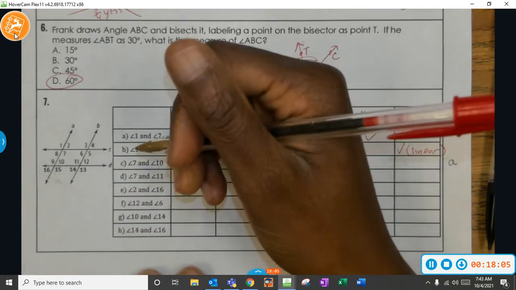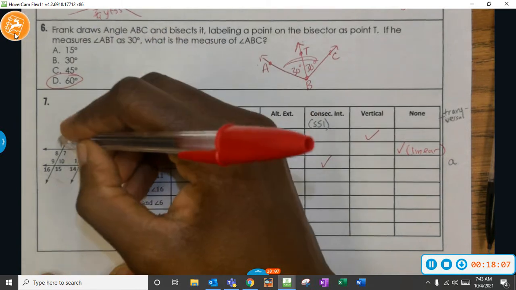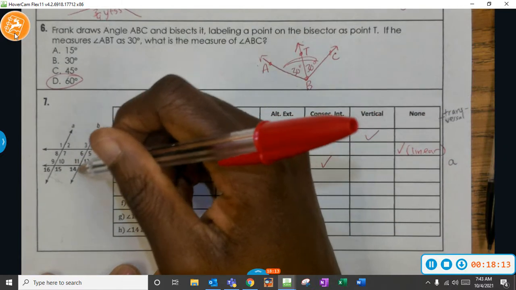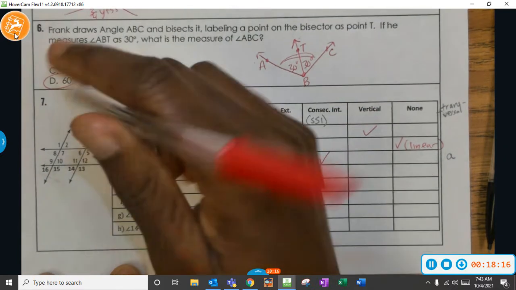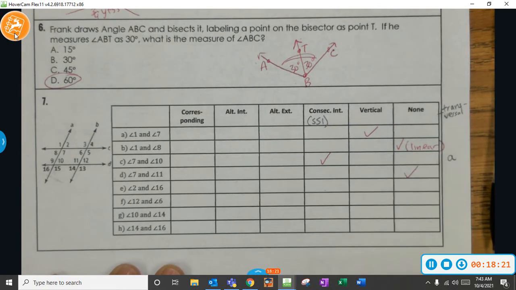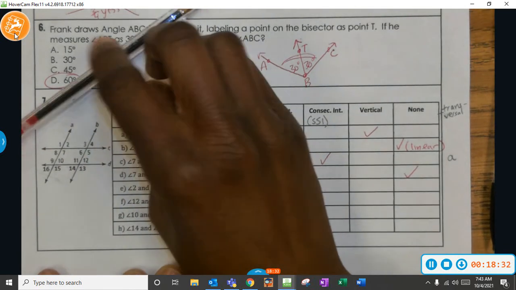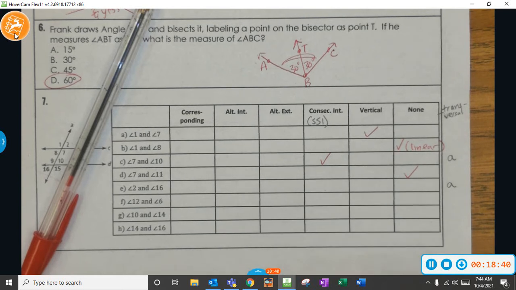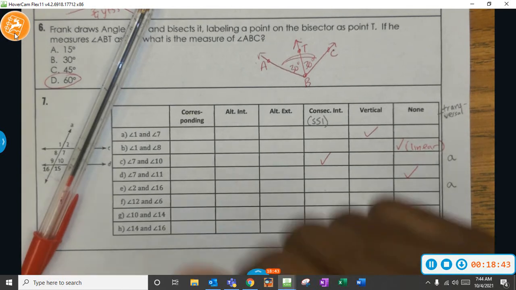All right, 7 and 11. If I try to cover up a transversal, 7 is on the A and C intersection. 11 is on B and D. So they're not even on the same transversal at all. There's no transversal to identify, so this would just automatically be none. 2 and 16. Okay, so again, transversal A. And they are outside of the lines, so exterior. One's on the left of A and one's on the right of A, so alternate exterior.